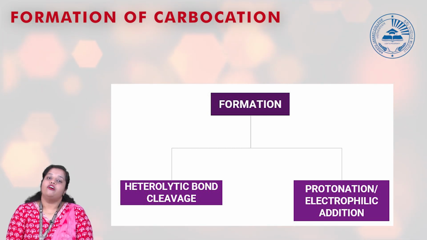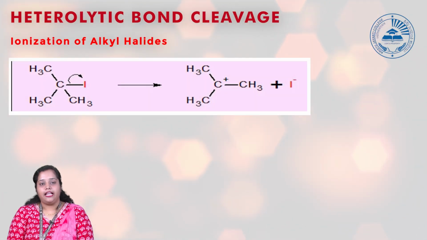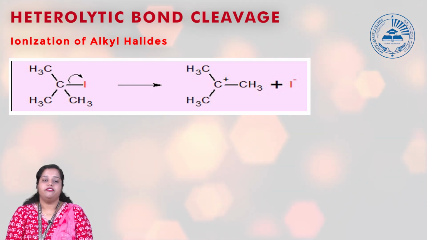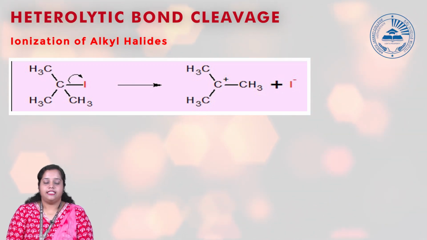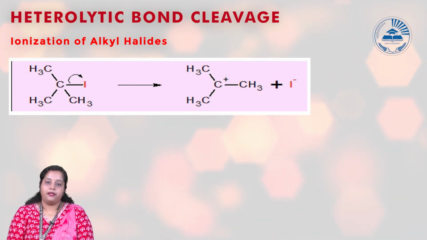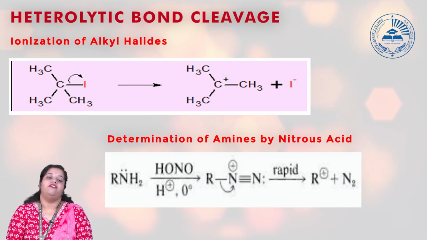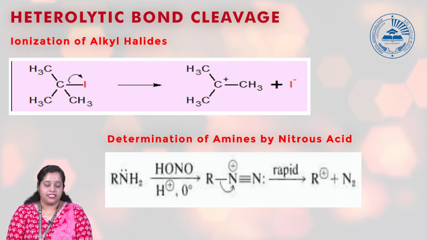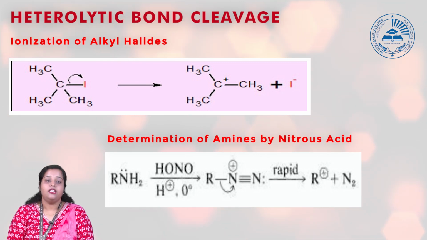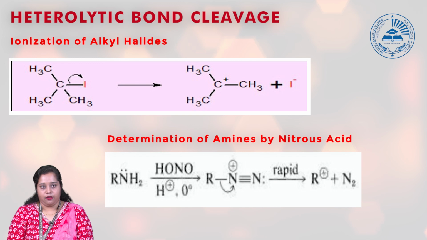When we talk of heterolytic bond cleavage, a clear example is cleavage of the carbon and alkyl group bond, which is heterolytic cleavage where 2 different ions are obtained. An example is ionization of alkyl halides, where you can see a carbocation is obtained and the leaving group iodine has left. Another example is deamination of amines by nitrous acid, where when amines react with nitrous acid, a carbocation is formed as R plus and nitrogen comes out.